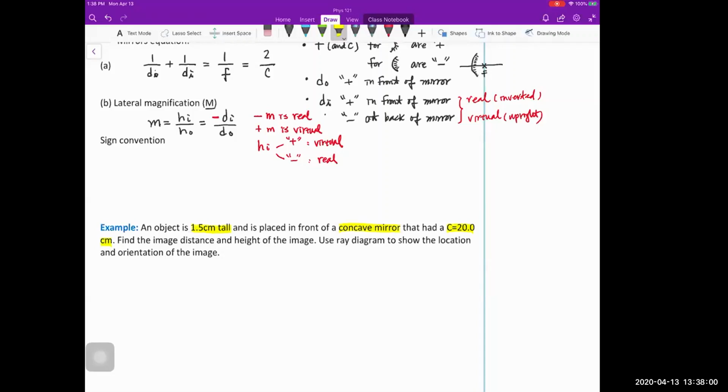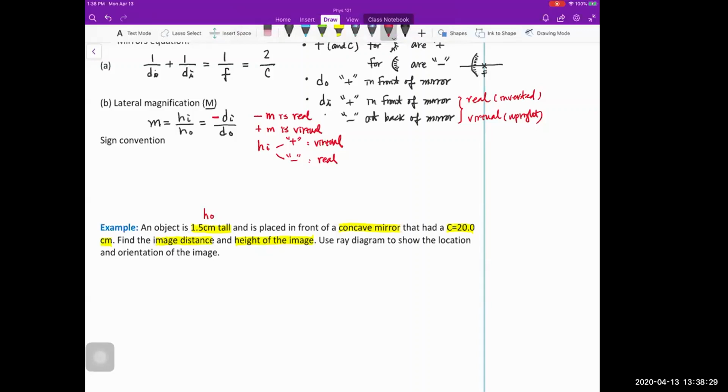Now, from this, we want to find the image distance. So what is the image distance? And what is the height of the image? Well, let's just write down all the parameters that we are trying to find. 1.5 centimeter is the object height. It's upright, so it's a positive value, 1.5.